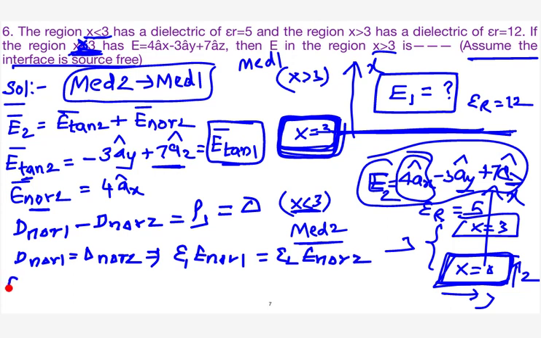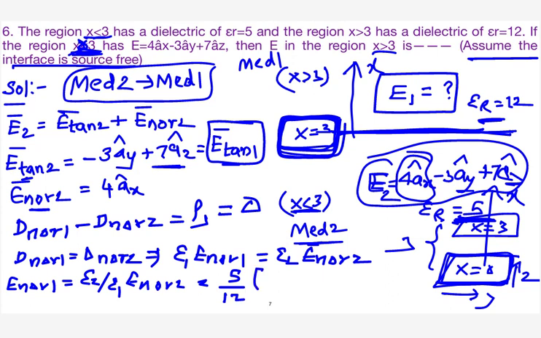So what will be the value of E normal 1 now? Epsilon 2 divided by epsilon 1 into E normal 2. So what is the value of epsilon 2 in the question? In medium 2, that is 5. Divided by, what is the permittivity in the first medium? It is 12. E normal 2 will be 4 ax cap. So what you will get? 5 by 3 ax cap.